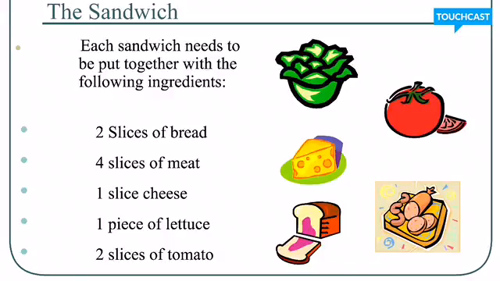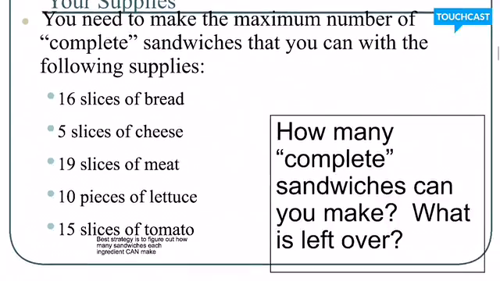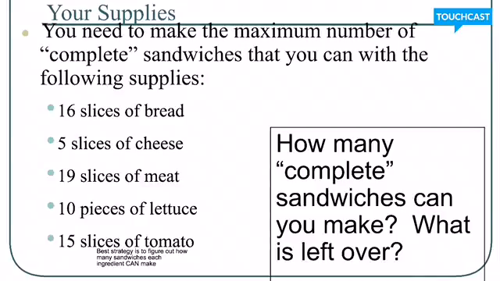So you get told that a sandwich is going to need 2 slices of bread, 4 slices of meat, 1 piece of cheese, 1 piece of lettuce, and 2 slices of tomato. And that is their way of making their perfect sandwich. So what if your boss comes to you and says, all right, I want you to make the maximum number of sandwiches, and they have to be complete, okay, because we taught you how to do this. I want you to make however many perfect sandwiches that we can with the following supplies.